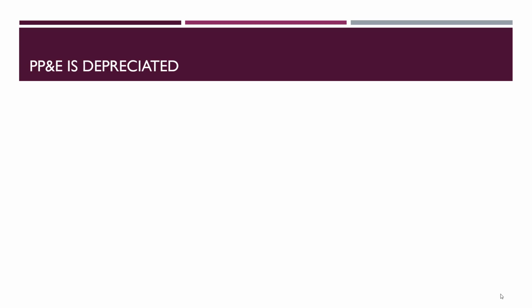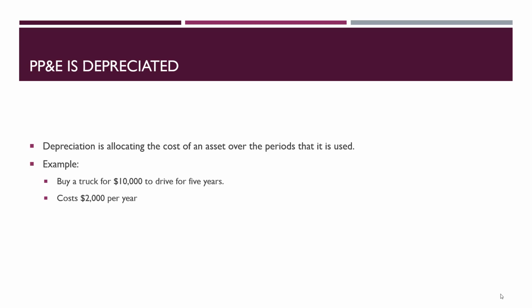The key thing to know about property, plant, and equipment, or PP&E, is that it is depreciated. And what is depreciation? Accounting has a very specific definition of depreciation. It is allocating the cost of the asset over the periods that the asset is used. You can think about it this way. If you have a truck that you paid $10,000 for, and you plan to drive it for 5 years, then you could say that each year costs you $2,000 in depreciation because you're basically getting $2,000 of use out of that truck every single year.